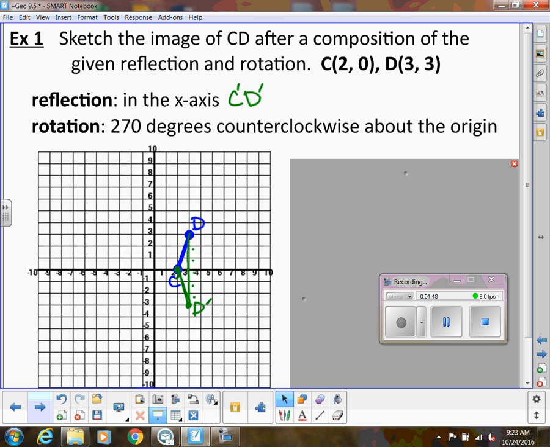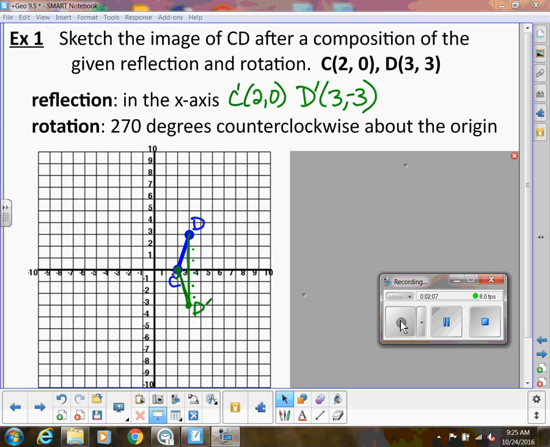So now my points for C prime and D prime, I'll go ahead and list them. We have (2, 0) and (3, -3). And again, you can either do that visually or with the rules we've been doing. So now that we're doing the 270 degrees rotation, that's counterclockwise around the origin, you could either rotate your paper 270 degrees counterclockwise. Mine's going to be difficult to do that because my points are not attached to that grid on my smartboard. So I'm going to do that by the rules that we did.